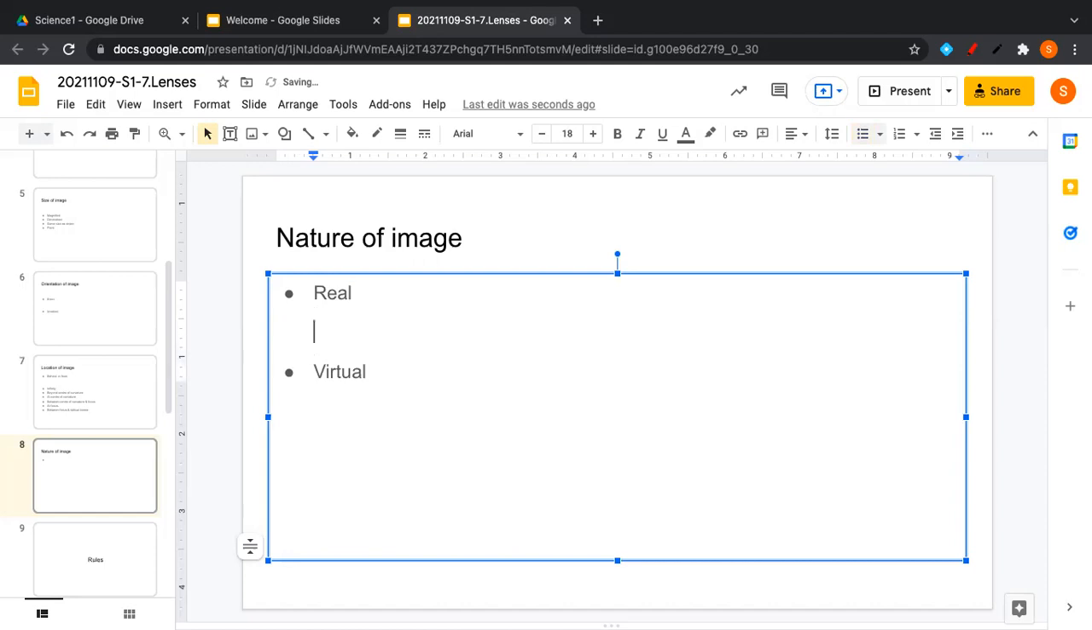And when do we say that the image is virtual? किसी को तो याद होगा. What is a real image? What is its characteristic? What is a virtual image? What is its characteristic?